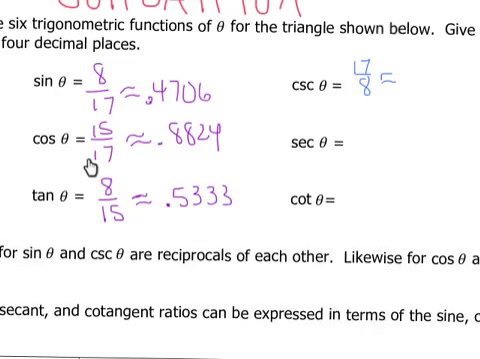Secant of theta, again, just the reciprocal of cosine, 17 over 15. And cotangent is the reciprocal of tangent, so 15 over 8. And then using your calculators, you can get the decimals.